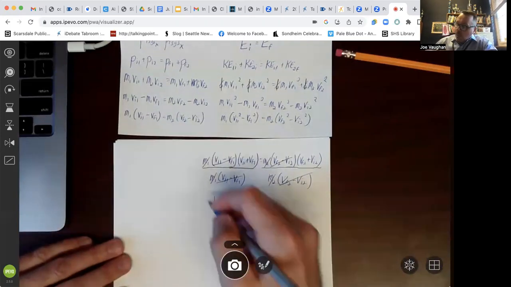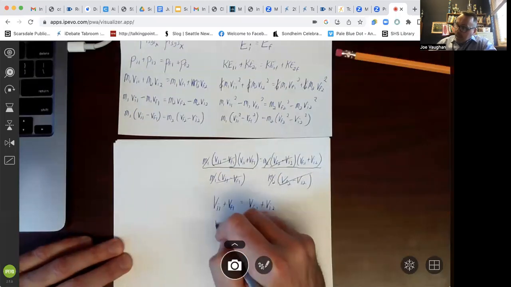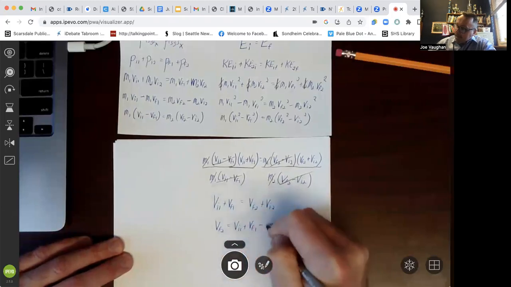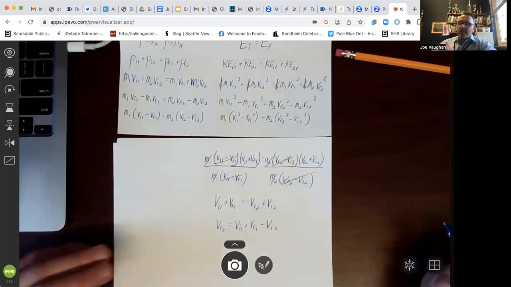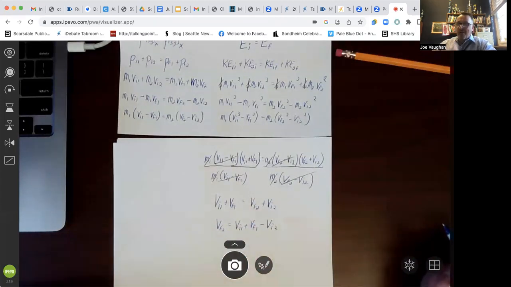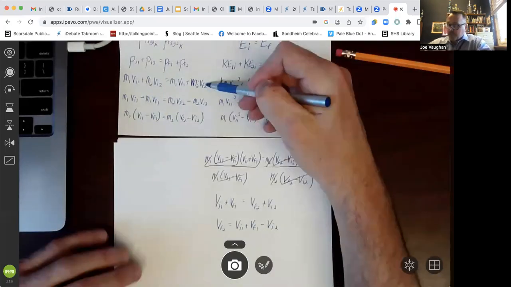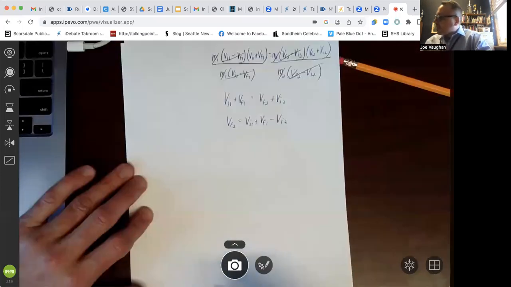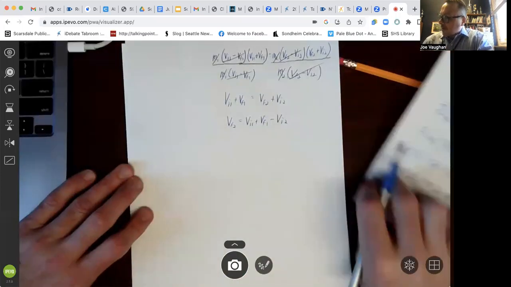So, like I said, we're going to use this equation here, and I'm going to solve it for, say, VF2. VF2 is equal to VI1 plus VF1 minus VI2. And we've got to be very thoughtful and very careful here with our subscripts so that we don't mess things up. So I'm going to go back to this equation, and we're going to use that to plug in VF2. So here we go.